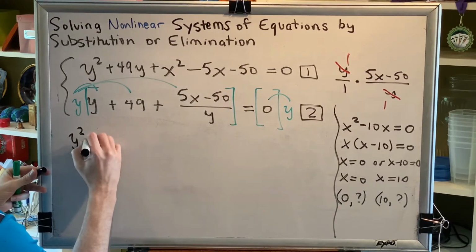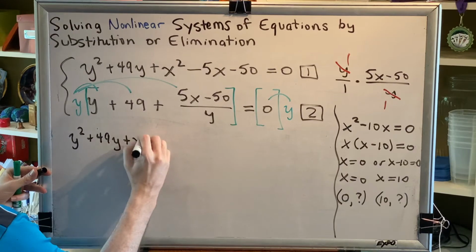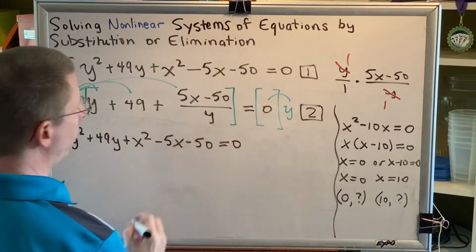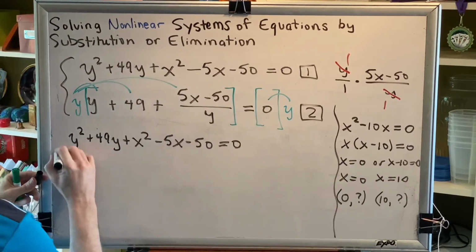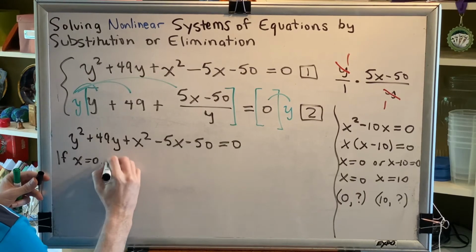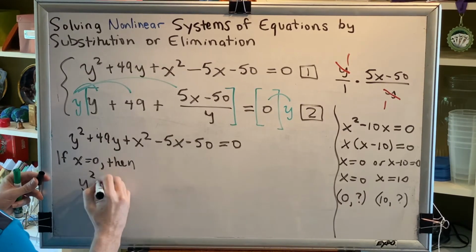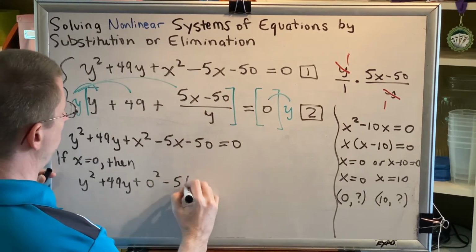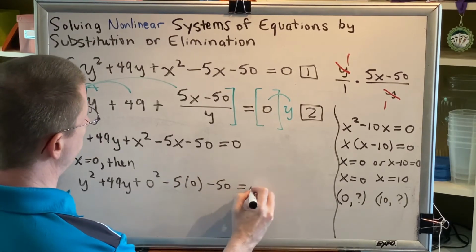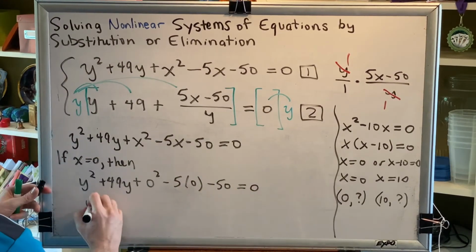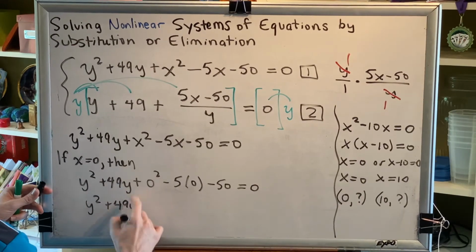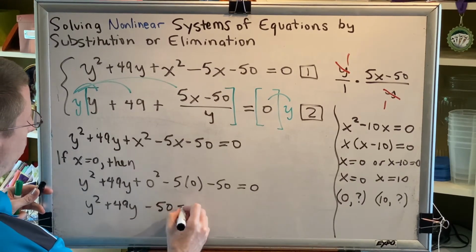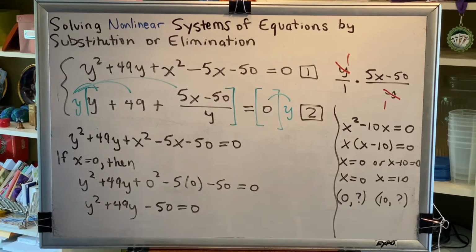So we get y squared plus 49y plus x squared minus 5x minus 50 equals 0. And what we want to know is, what would happen if x was 0? So if x equals 0, then we would get y squared plus 49y plus 0 squared minus 5 times 0 minus 50 equals 0. So we get y squared plus 49y plus 0 doesn't change anything, minus 0 doesn't change anything, minus 50 equals 0. And I can solve this by factoring.